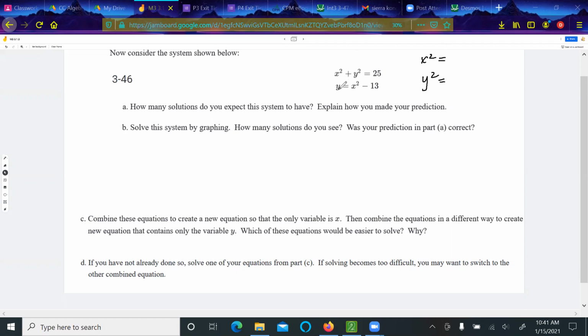Oh, this one doesn't have a y squared, so you don't want to do it that way, but I could substitute this into that one. So I'll go ahead and start with that one. Since y is equal to x squared minus 13, let's substitute that in for the y right here. So we have, this is part C, x squared plus y squared, but instead of y, I'm substituting x squared minus 13 in there because that's what y is from the other equation, equals 25.